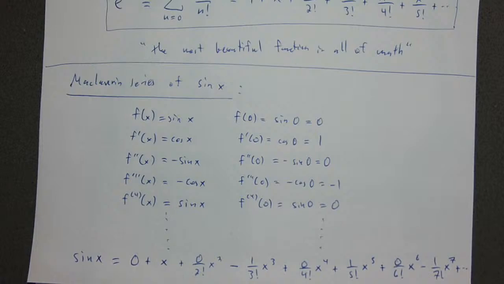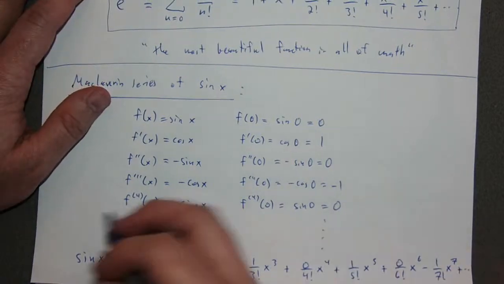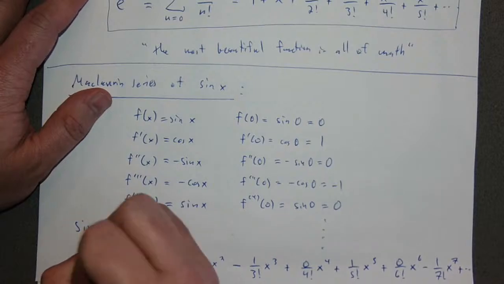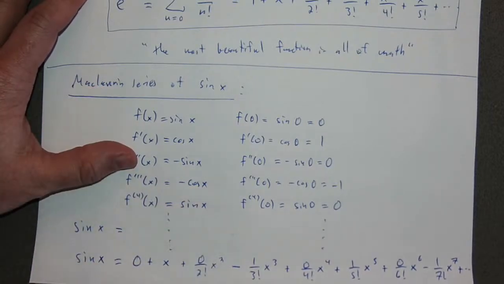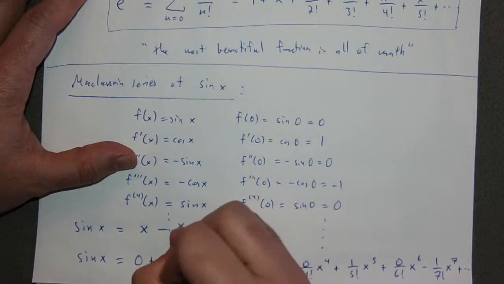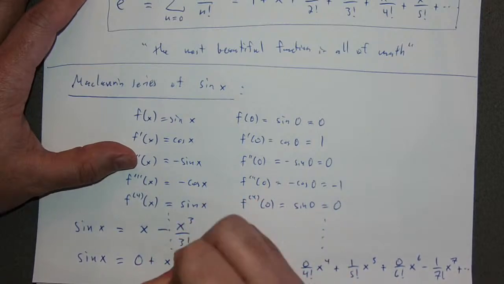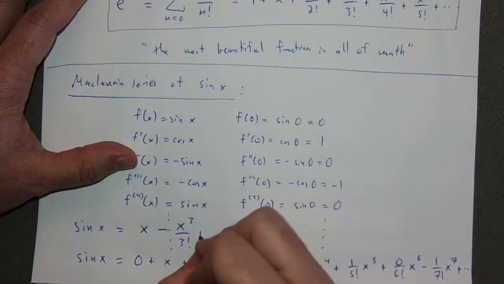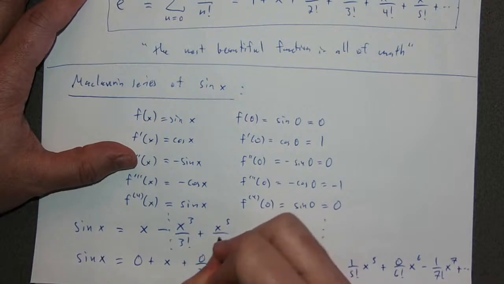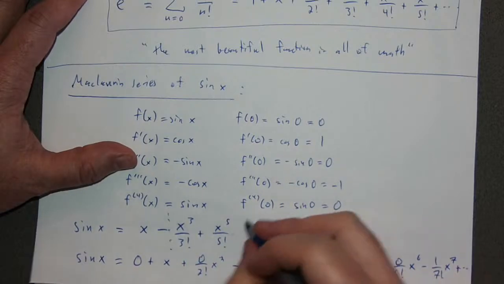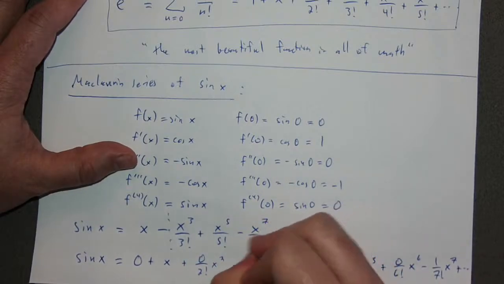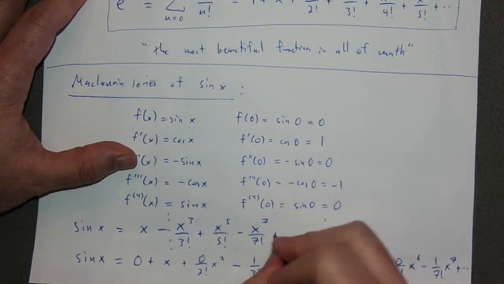Writing this out, getting rid of the zeros, what do I have here? The Maclaurin series expansion of sine x is going to be x minus x cubed over 3 factorial plus x to the fifth over 5 factorial minus x to the seventh over 7 factorial, and so on.